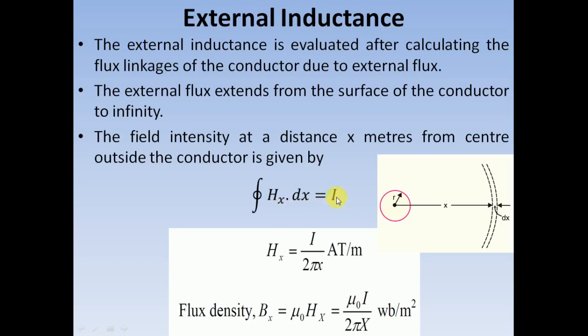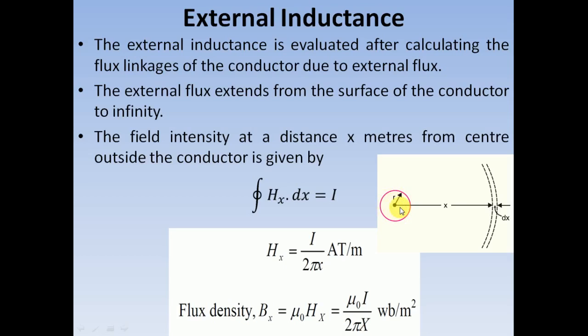Then we will be applying Ampere's circuital law. According to Ampere's circuital law, the line integral of magnetic field intensity around any closed path is equal to the net current enclosed. So in this case, we will be applying Ampere's circuital law over this cylindrical shell. Within this cylindrical shell, the net current enclosed is actually the current which is flowing through this conductor, that is I.